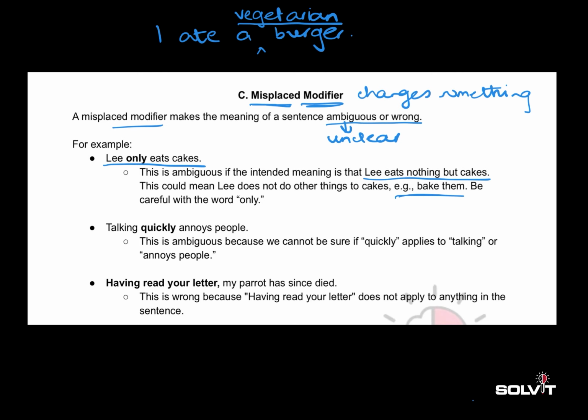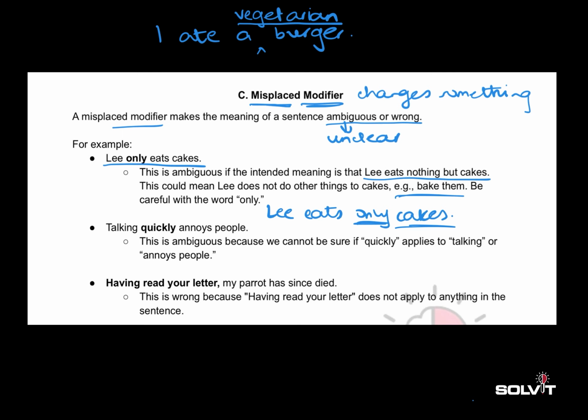Now the correct way of placing this word, the word only, would be: Lee eats only cakes. This way the word only, which is our modifier, is right before the word cakes, right? So what is this sentence telling you? Lee eats only cakes. It means that Lee eats nothing but cakes. He doesn't eat anything else. So we have to be very careful about placing our modifier, because that makes our sentence ambiguous. The person who is reading the sentence doesn't really know what you're talking about.